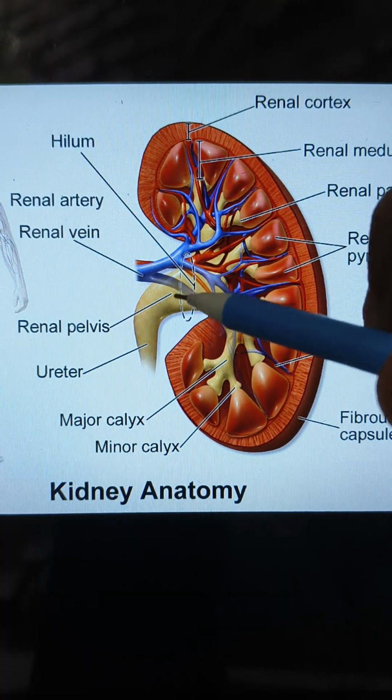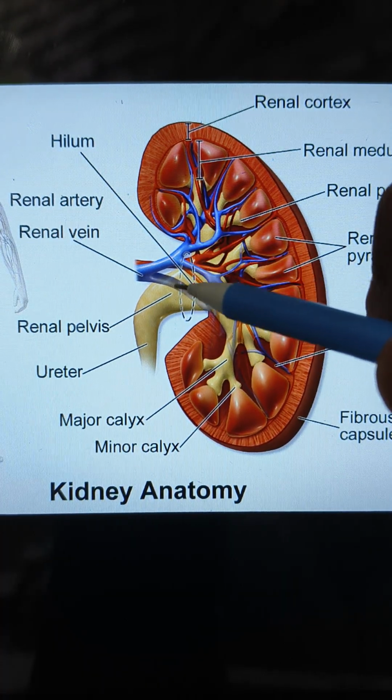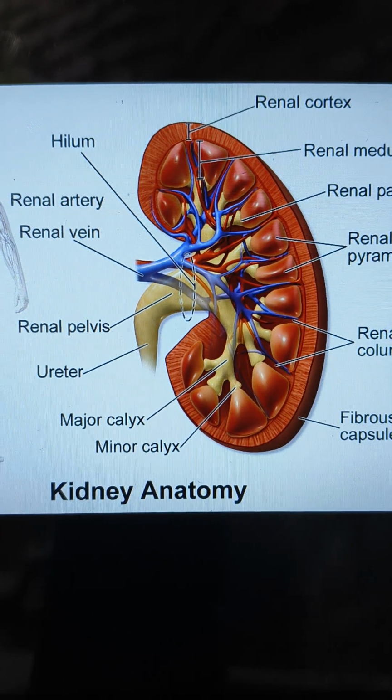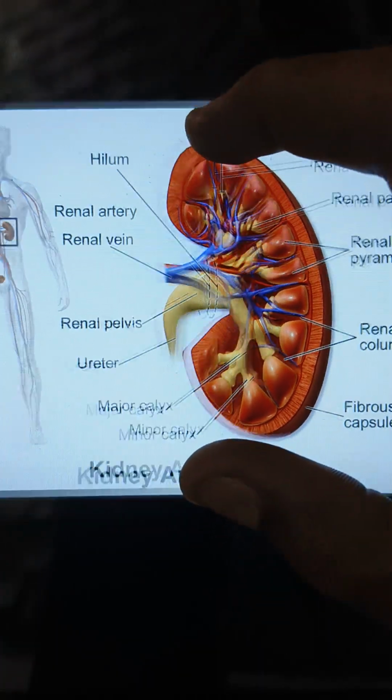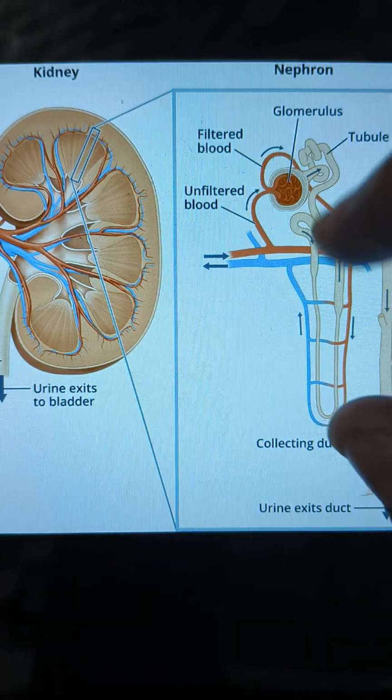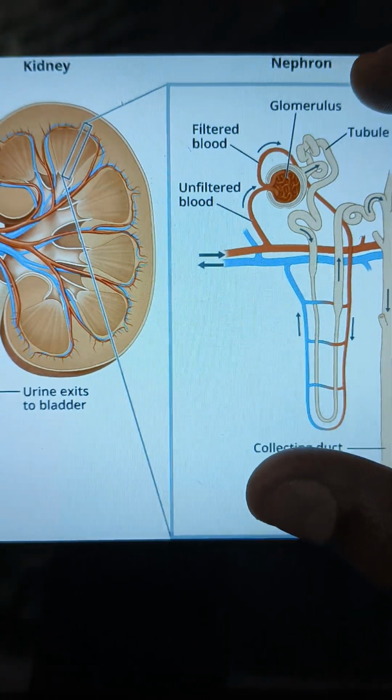I leave the part of the kidney which is hilum. Hilum is the part where all the blood vessels, that is renal vein, renal artery, ureter, pierce the kidney through them. Now we are started with the internal structure of the kidney.